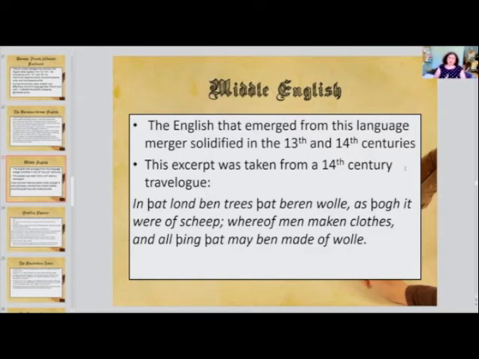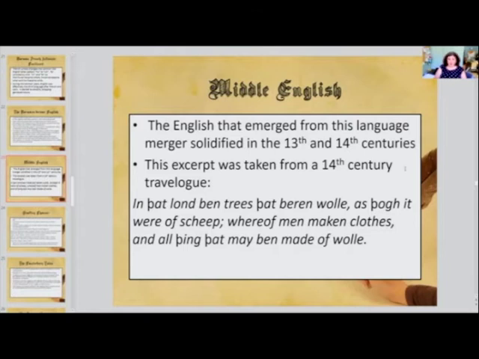Okay. So the English that emerges from this language merger solidifies in the 13th and 14th century, which means you wind up with something that sounds a lot more like English that we can understand. I love this excerpt. It's from a 14th century travelogue, so see if you can understand it as I read it aloud.